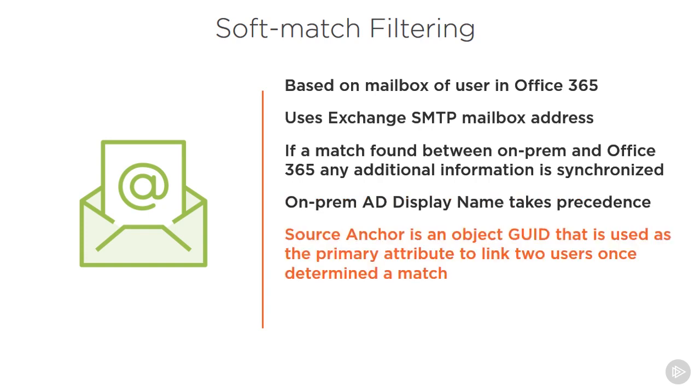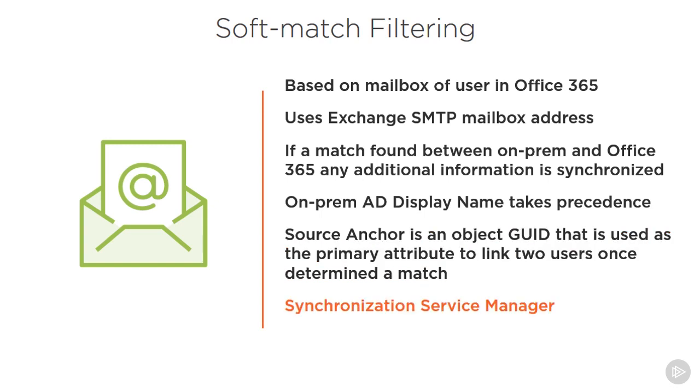Now, once they've all matched up and we've shared the properties between the two of them, what's going to happen is we're going to create a source anchor, which is really just an object GUID, globally unique identifier, and that's going to be an assigned primary attribute that's going to link those two accounts together once it's been determined that they're a match.